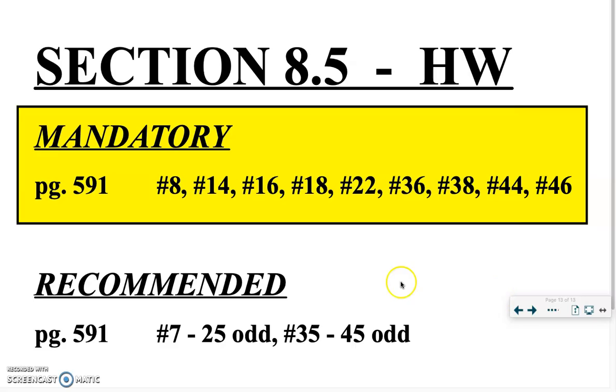But homework assignment on page 591 should give us a chance to practice. Again, there are a couple of these that are going to require us to find the equation of the line. We want you to give that your best shot. But again, more to come on this tomorrow.